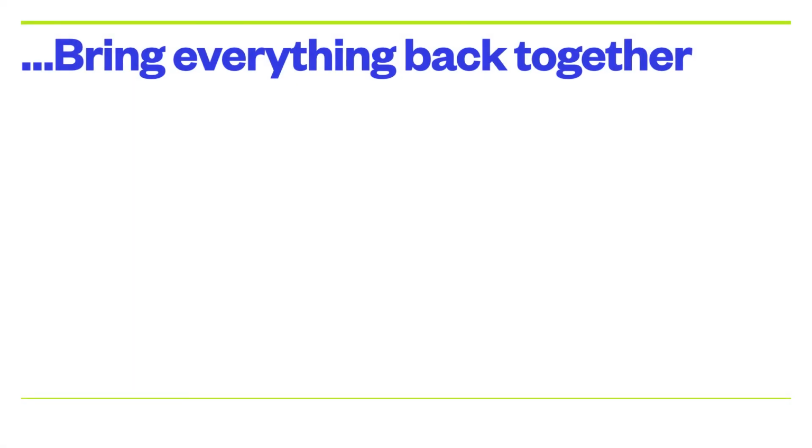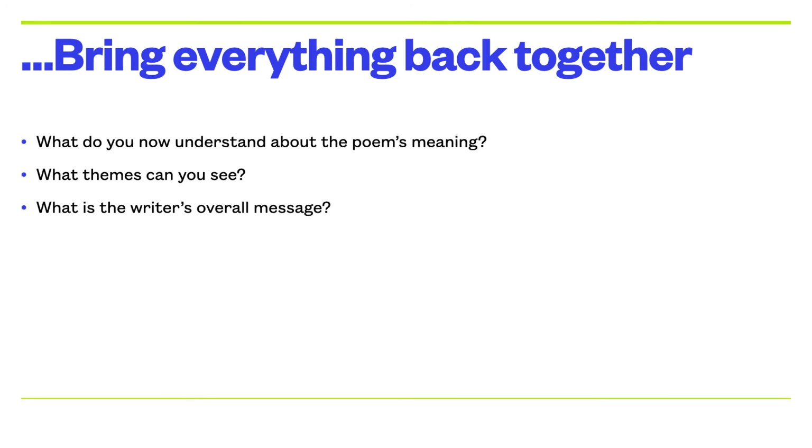So you've zoomed right in to the point where you're looking at very specific small things, even just the use of consonants. And now you're going to zoom back out again and bring everything back together. These are the questions I want you to discuss as a class. What do you now understand about the poem's meaning? What themes can you see? What is the writer's overall message?